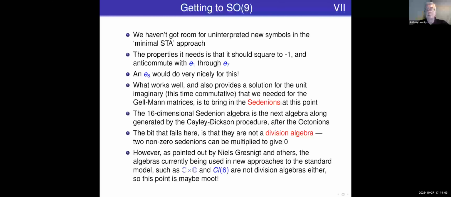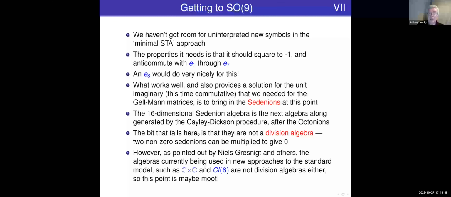We haven't got room for uninterpreted new symbols in the minimal STA approach. This object needs to square to -1 and anti-commute with E1 through E7. So a basis vector E8 would do very nicely for this. What works well, and it also provides a solution for the unit imaginary, which had to be a commutative one that we needed for the Gell-Mann matrices operating on quarks, is to bring in the Sedenions at this point. Now, Sedenions have cropped up 1 or 2 times in these talks. The 16-dimensional Sedenion algebra is the next algebra along generated by the Cayley-Dickson procedure after the Octonions.